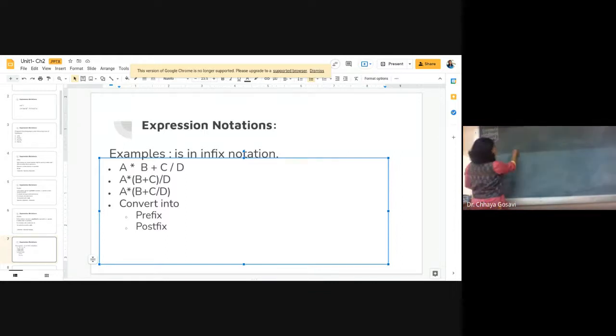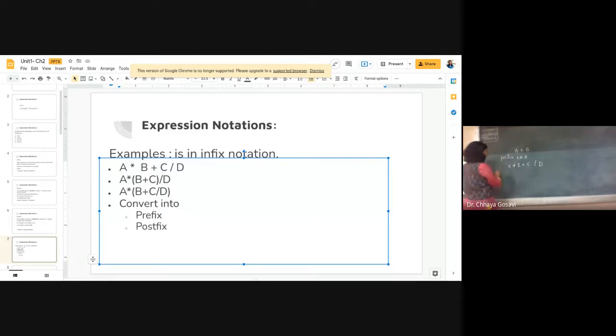A plus B. If it is A plus B, its prefix is plus AB. But now our expression is A star B plus C divided by D. Right? A star B plus C slash D.